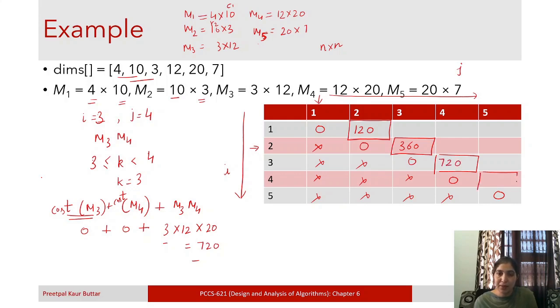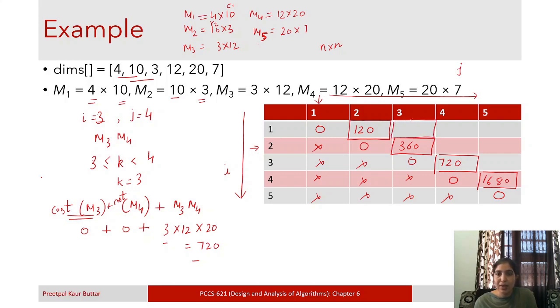Similarly, we move here, and in the similar fashion we will obtain its value, because here also only two matrices are involved, 4 and 5. So M4 into M5, the cost is 1680. Okay, so now we are ready to move here.